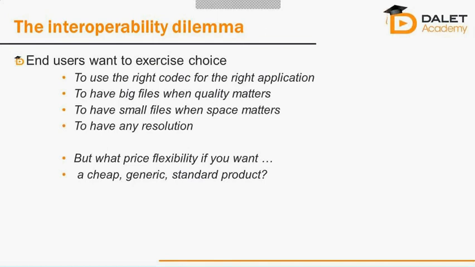End users want to exercise choice. They want the right to use the correct codec for the correct application. They want to have big files when quality matters. They want small files when space matters. They want to have any resolution. But what price all of this flexibility if you want a cheap, generic, standard product? The price point of a node of transcode is somewhere between $1,000 and $5,000 nowadays. Maybe as much as $10,000, maybe as low as free.